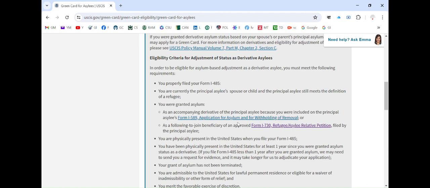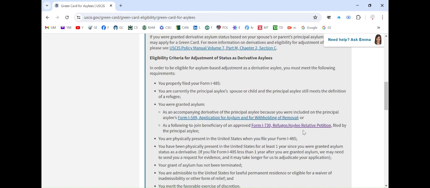And now, as a following-to-join beneficiary of an approved Form I-730, refugee or asylee relative petition filed by the principal asylee. So, as a following-to-join beneficiary of an approved Form I-730.